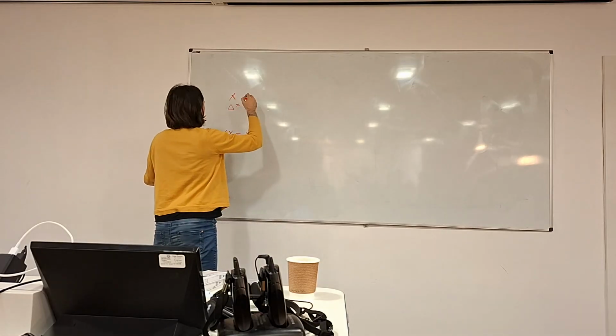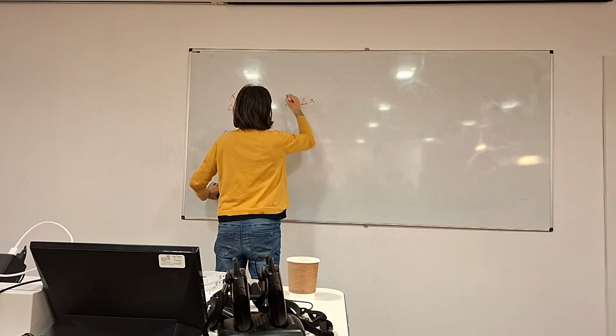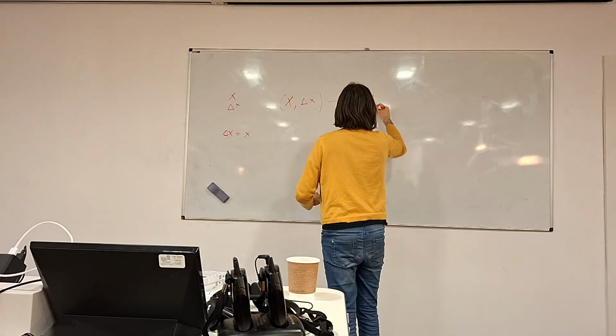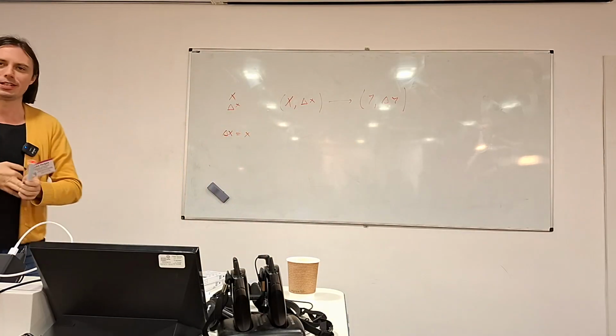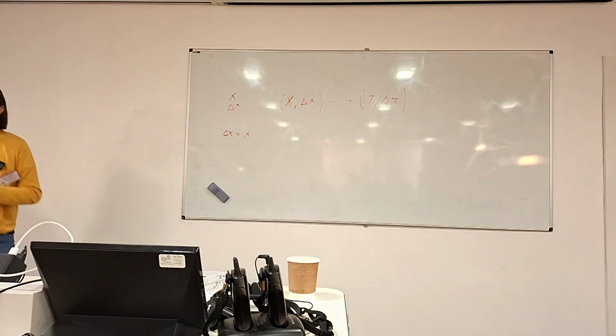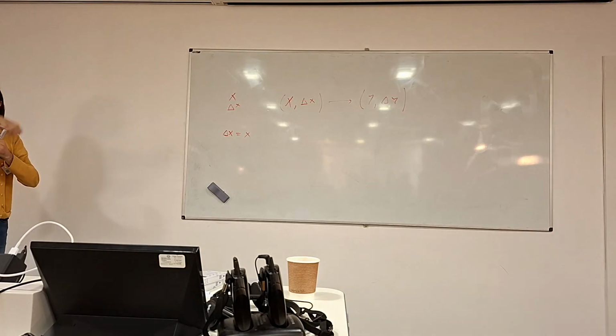And so a lens from x and deltas on x to y and deltas on y is something like a function from x to y, equipped with a way that says if I do a delta on the output, then I can get a delta on the input. So this is a kind of bidirectional transformation.